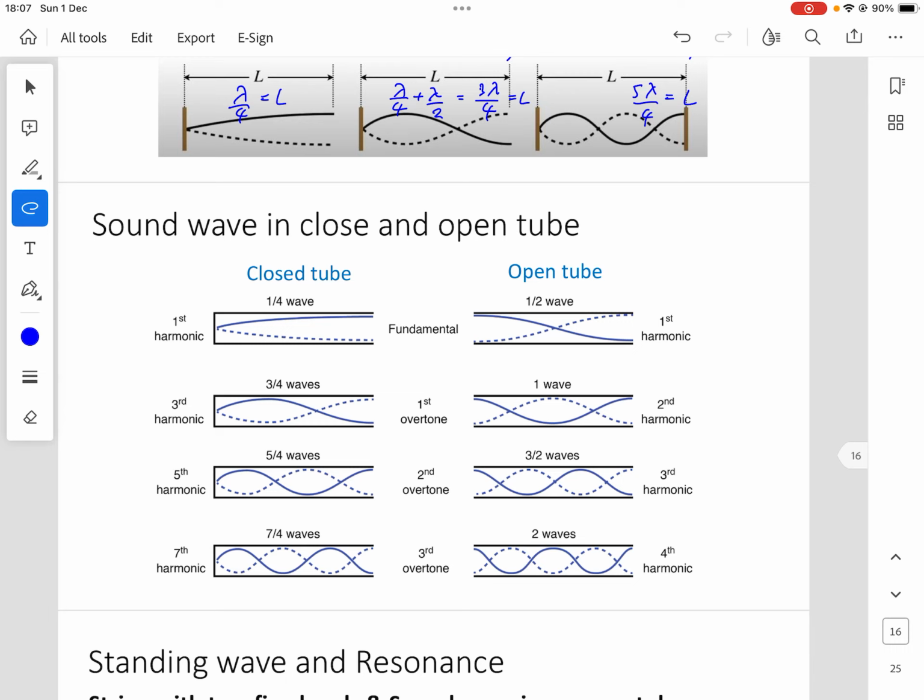One is the closed tube. Closed means that one end of the tube must be closed and must be a node. And the open tube, in this case, must be open on both sides, and at the ends you get antinodes. So this is antinode, this is antinode, and this is node.